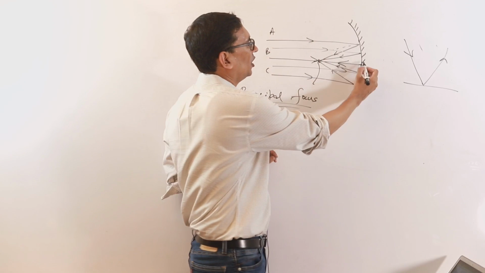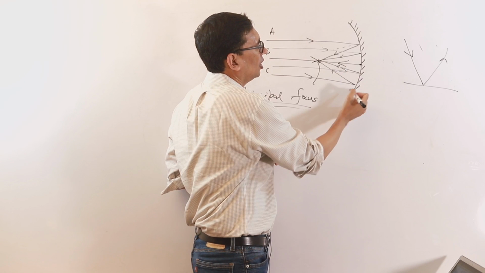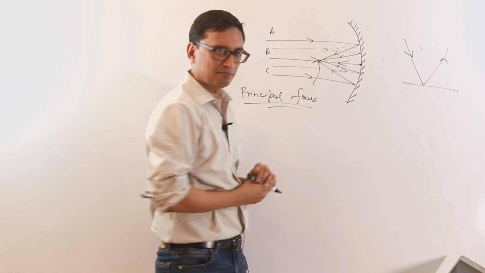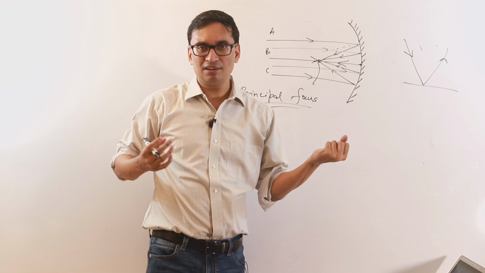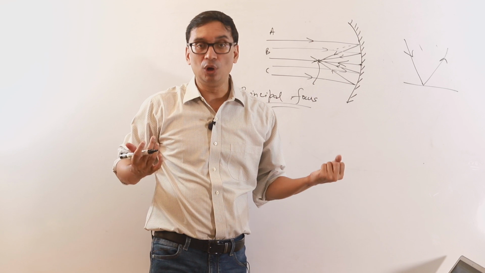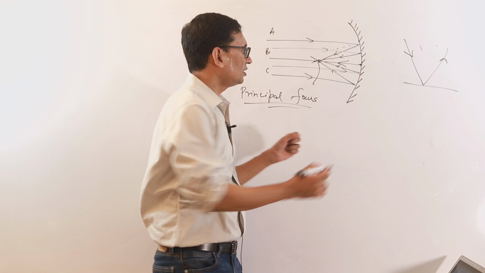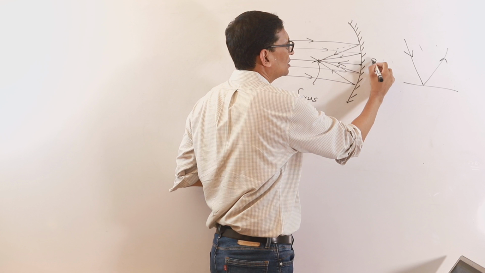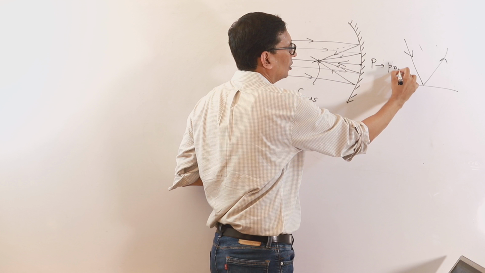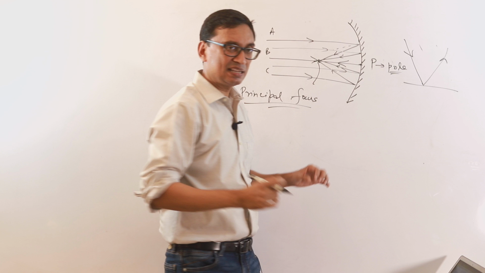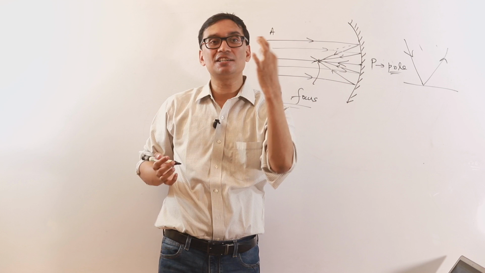Now this point at the center of the mirror, what is the name? We don't call it center, we call it pole. Okay, so this point is called pole. I'll use the letter P for this. P stands for pole. What is pole? If there is a spherical mirror, pole is the central point.